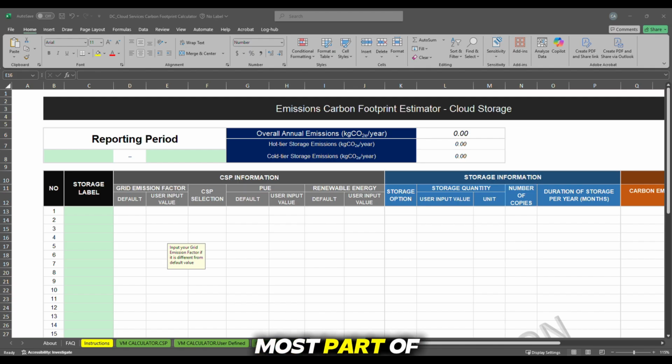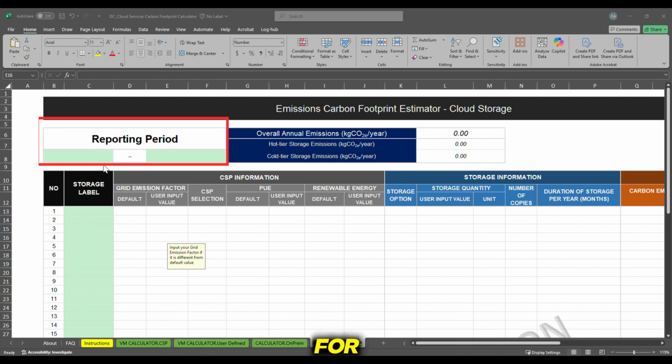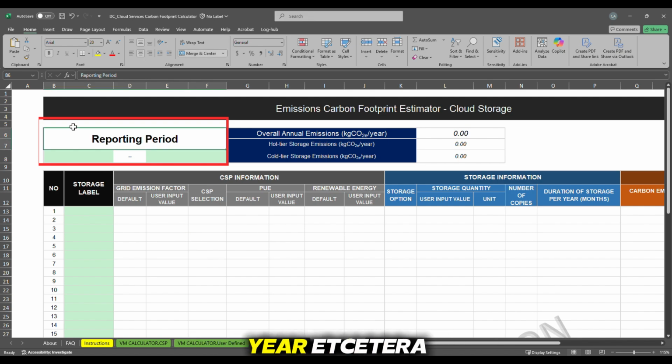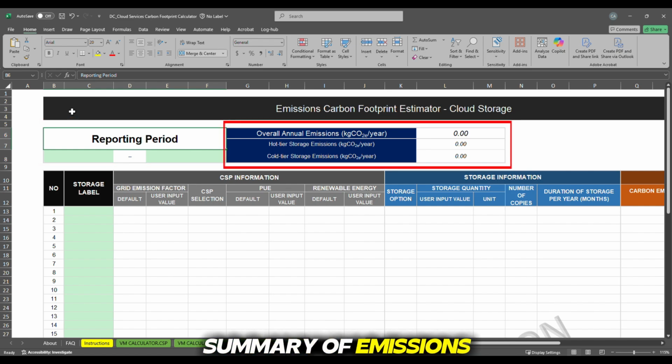At the topmost part of the sheet is the reporting period and summary of emissions. The reporting period indicates the period that you would be doing the emissions reporting for, whether it be for the past year, quarter, or half year, etc. This is an identifier of your emission. At the same time, this will direct you on what value the other inputs will have to be to calculate your emissions. Towards the right of the reporting period is the summary of emissions.